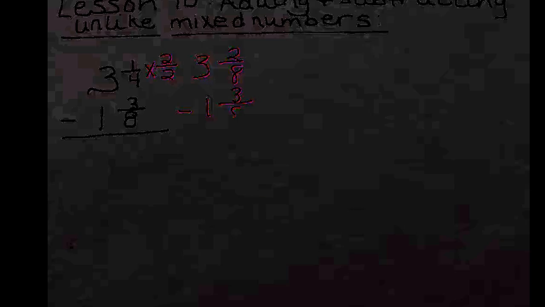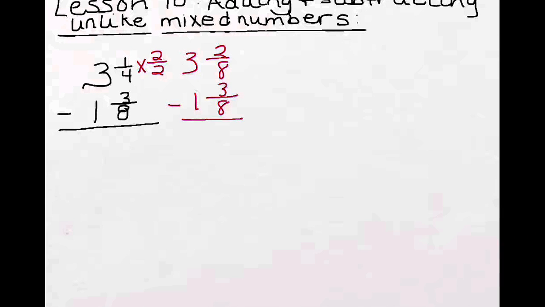So we are going to take our top fraction and multiply it top and bottom by 2. So our new fraction becomes 3 2/8 minus 1 3/8. Okay, here you can see that we're not done yet because we cannot take 3 away from 2.